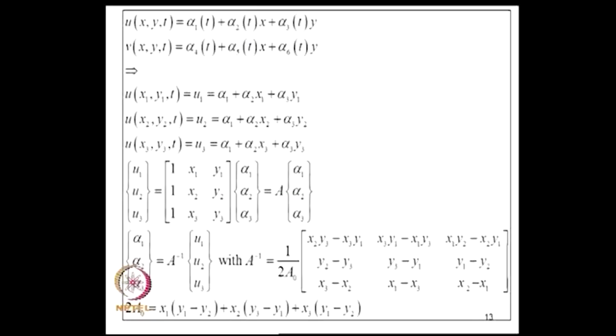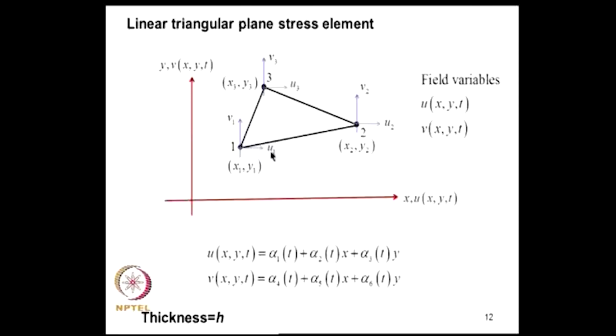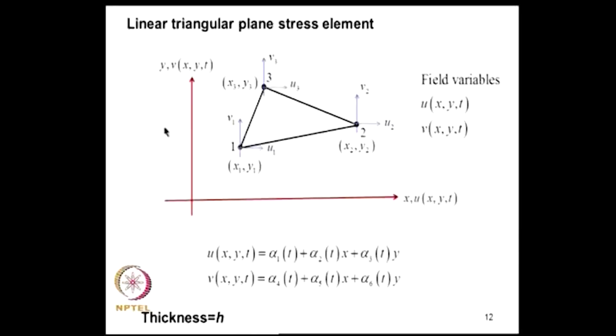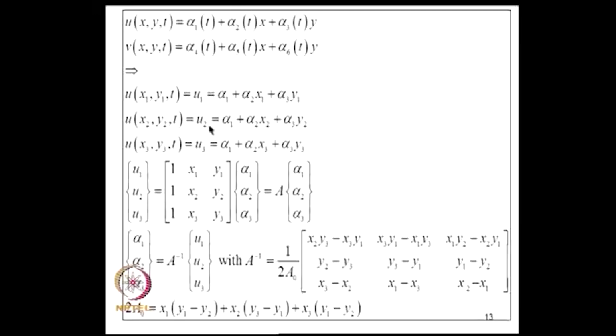Now, I start with u equal to alpha 1 plus alpha 2 x plus alpha 3 y. At x1, y1, u is given to be u1. So, I impose that condition: u1 is alpha 1 plus alpha 2 x1 plus alpha 3 y1. Similarly, at x equal to x2 and y equal to y2, I know that u is u2. So, I impose that condition and get u2 equal to alpha 1 plus alpha 2 x2 plus alpha 3 y2. Similarly, I get the third equation.